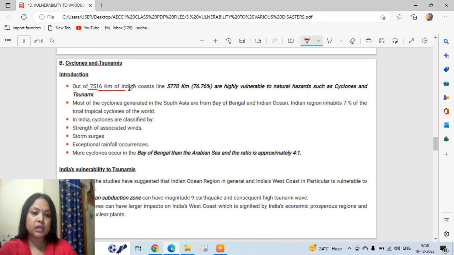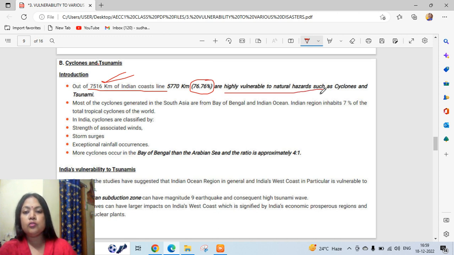So, out of 7,516 kilometers of Indian coastline, here one important question is what is our area of the coastline? So 7,516 kilometers of Indian coastline, 5,770 kilometers, that means 76.76%, are highly vulnerable to natural hazards such as cyclones and tsunami.